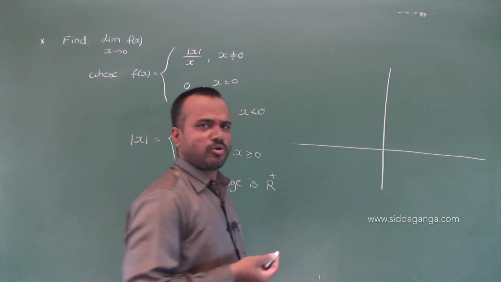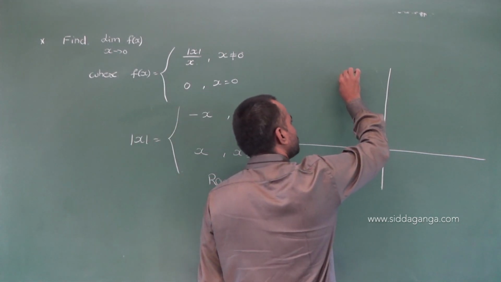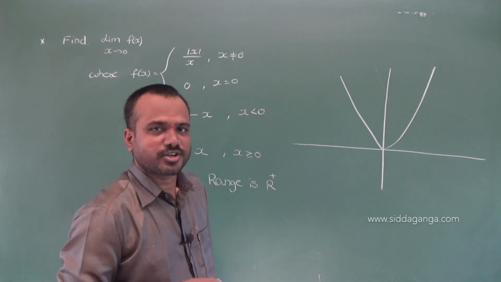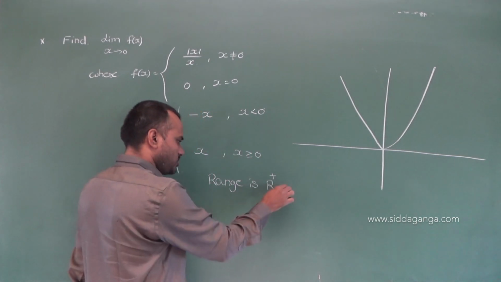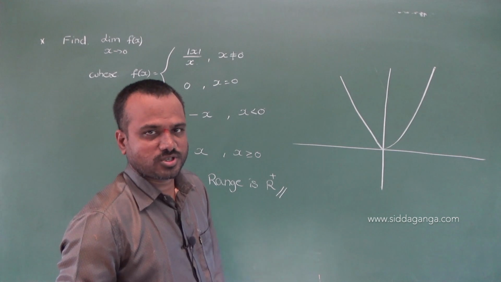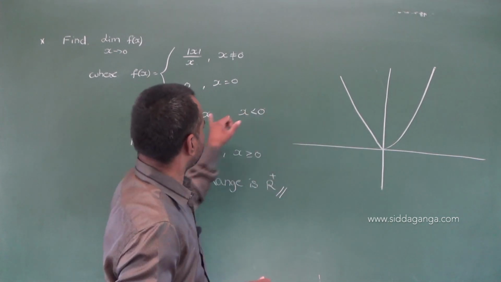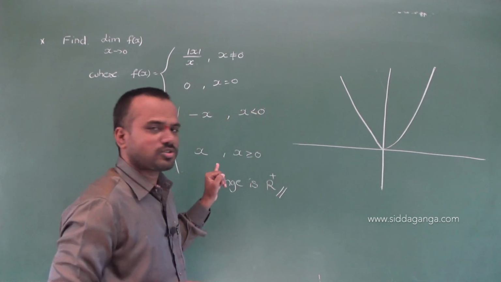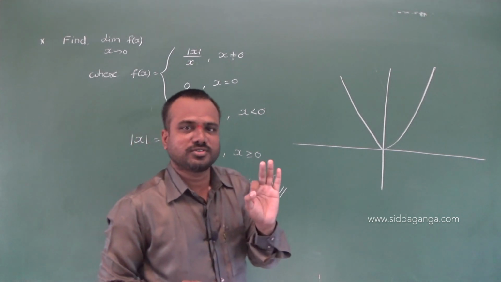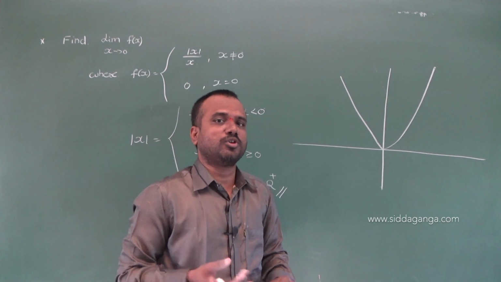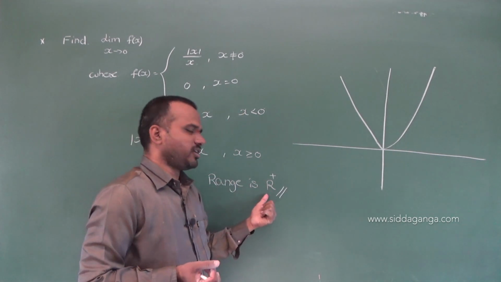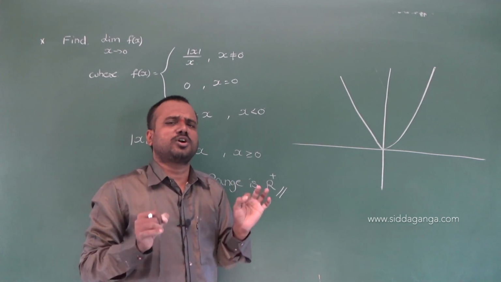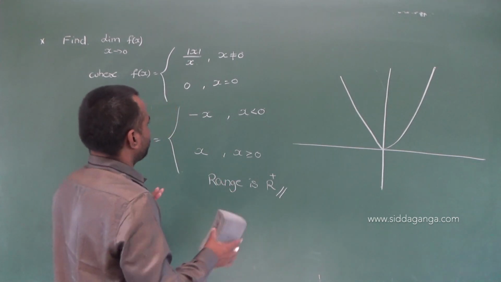If you take any negative domains or positive domains, this is the modulus function. The range is always positive. For negative domains we use minus x, and for positive domains we use plus x. This is the speciality of the modulus function: the range is always the set of all positive real numbers. This is regarding the modulus function.